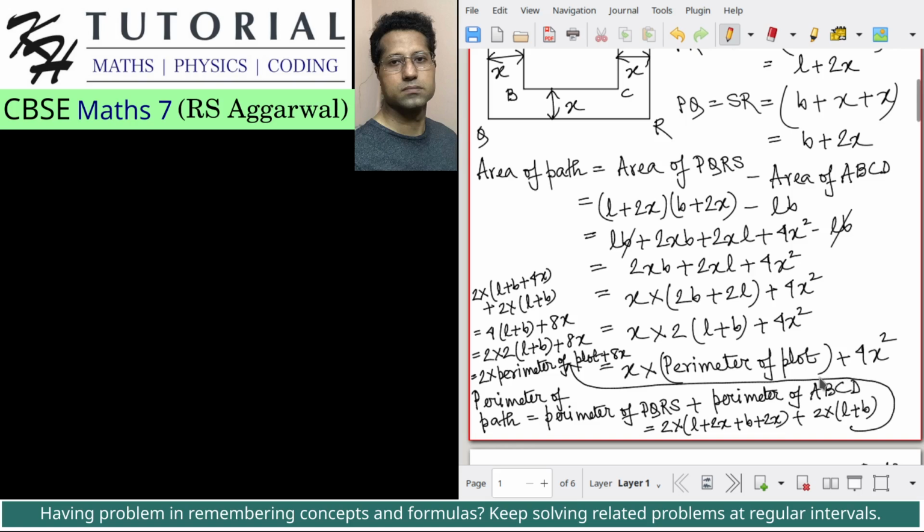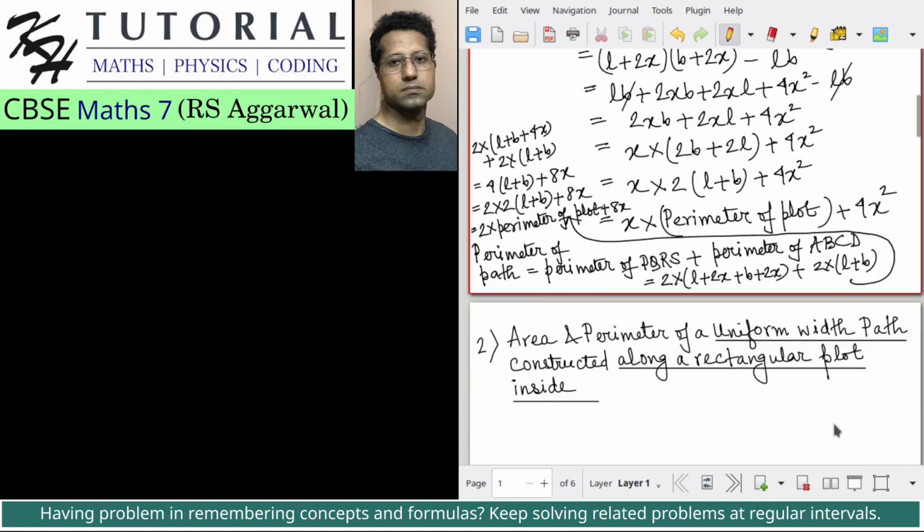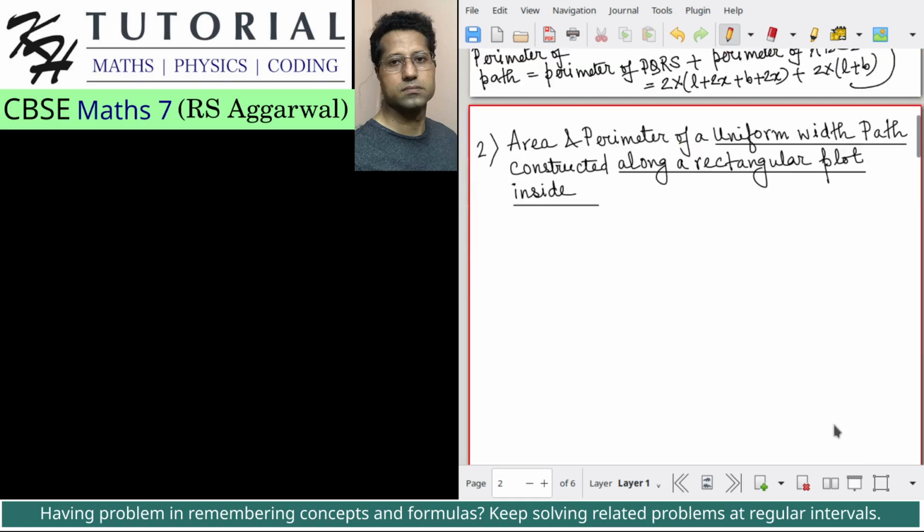Okay, so this was the calculation of area and perimeter when the path was along a rectangular plot outside the plot. Now let's see what will be the value of the area and perimeter of the path when it is inside the rectangular plot.